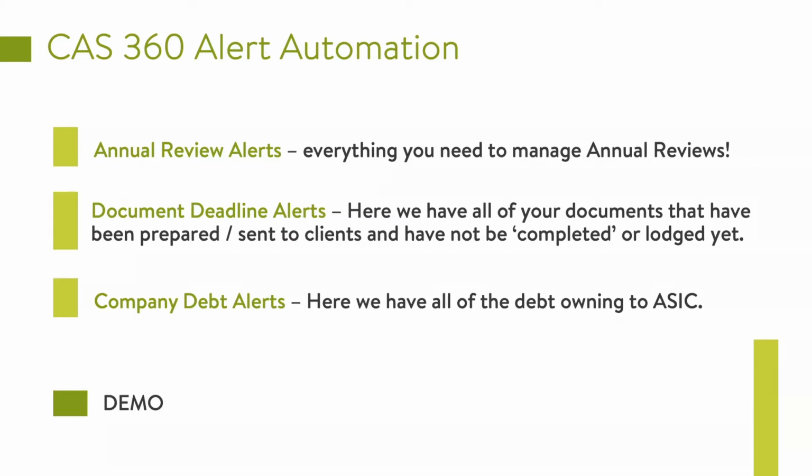And then I'm going to show you the document deadline alerts. And this is everything you need to manage the upcoming deadlines for your ASCII forms, but also for the return of the annual review. And I'll focus a bit on that. And then obviously your company debt alerts, the debt balance, and also the ASCII invoice. Now, all of these are completely automatic. Every single user of CAS 360 has these alerts, and they work without any user intervention. So I'll show you how these work.